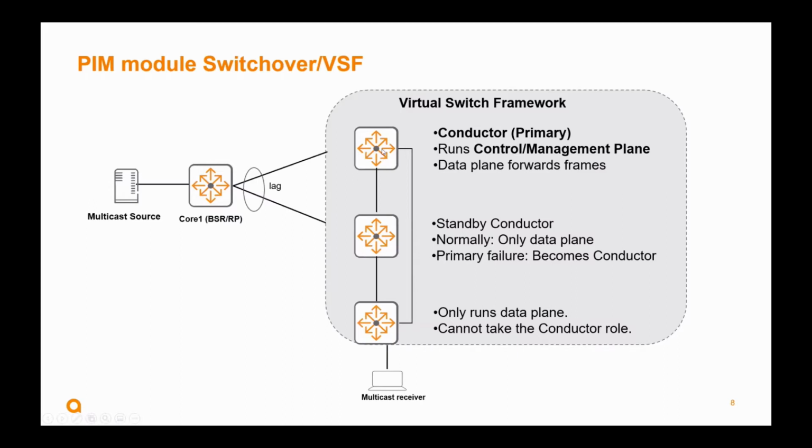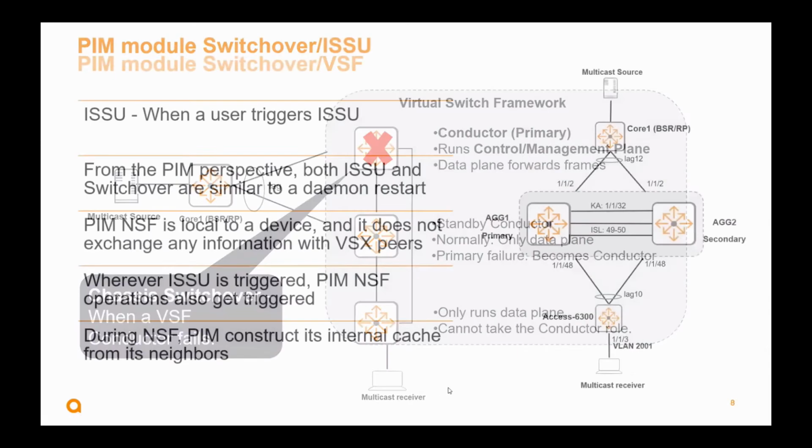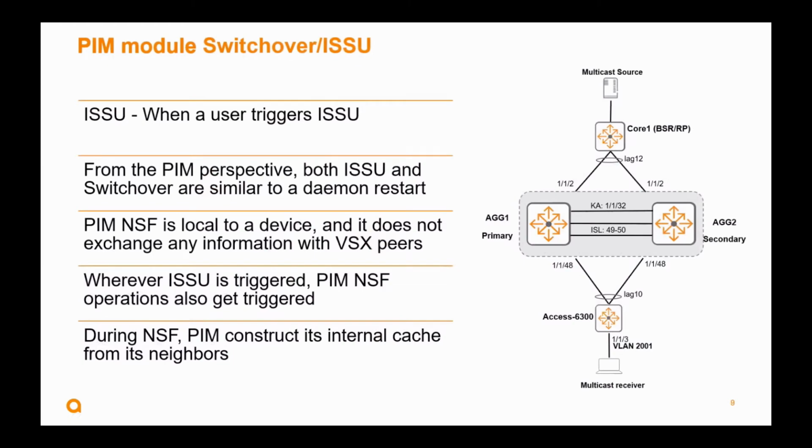And in this case, if our conductor failure happens, chassis switch over when the VSF conductor fails. Since everything was already synchronized, the data plane is not affected, so our receiver will continue to receive the multicast stream from a source in this operation. And then with our PIM module switchover, being in our ISSU, when a user triggers an in-service software upgrade.